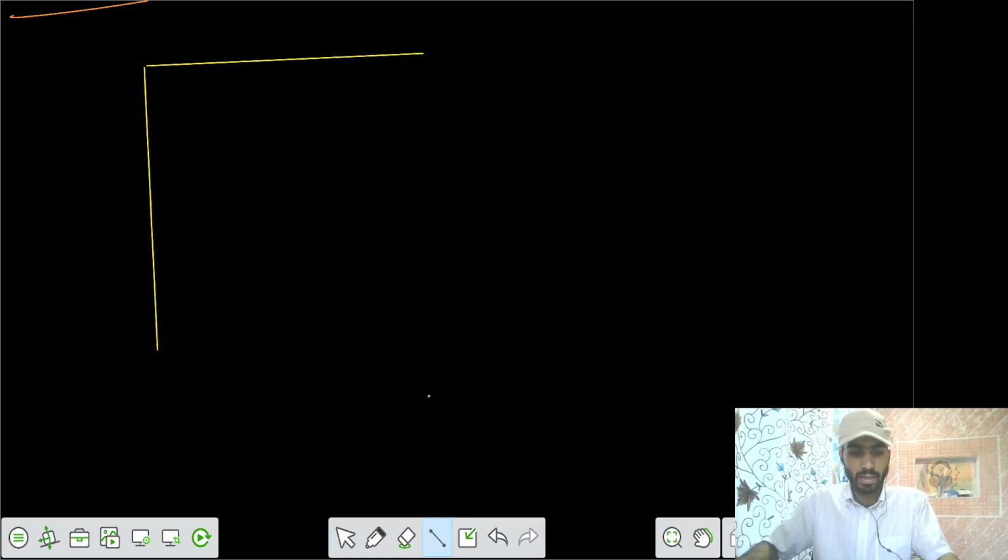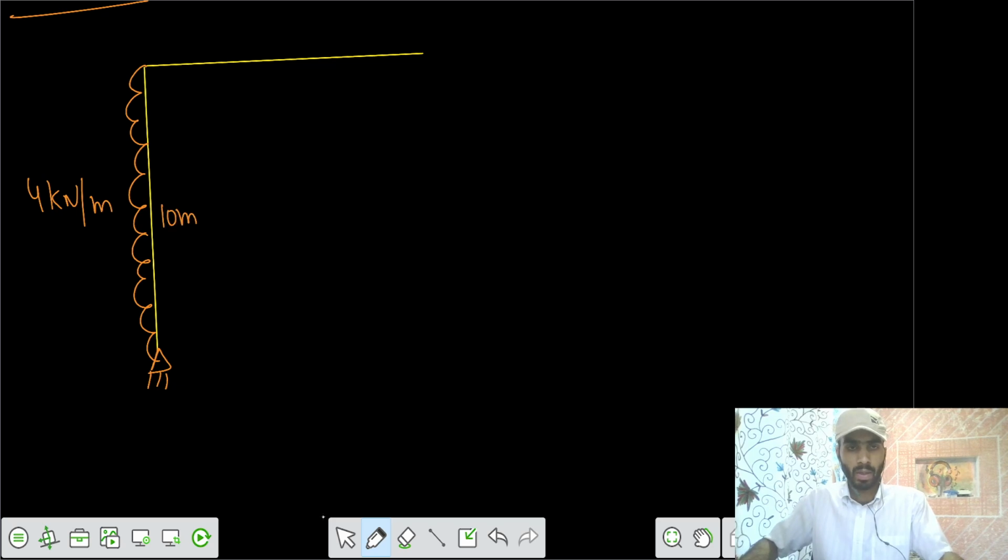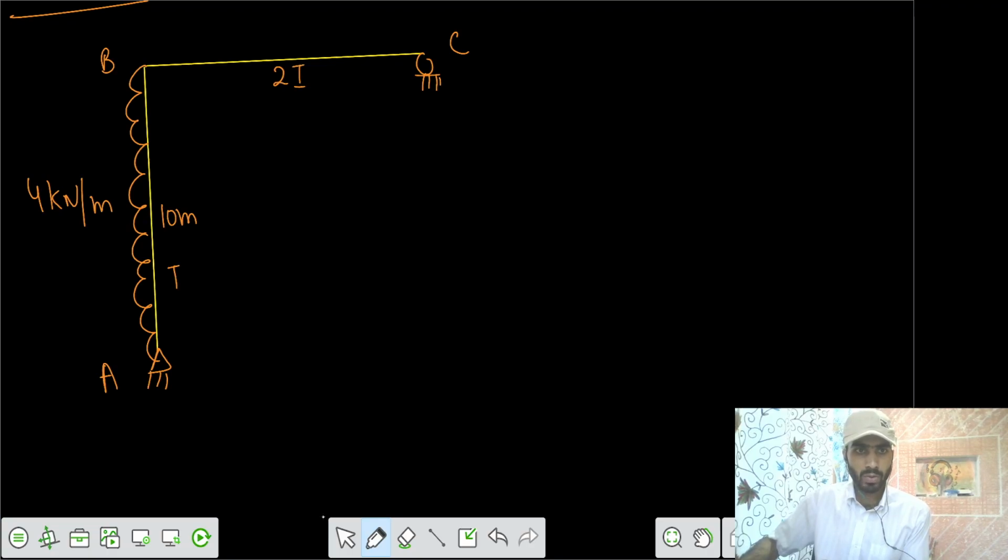Say this is a frame structure, and a UDL of 4 kilonewton per meter is acting for a length of 10 meter. So this is A, this is B, and this is your support C. And here it is a roller. Similarly, it's your 2I. This is your I. And you need to get the horizontal displacement at point C.